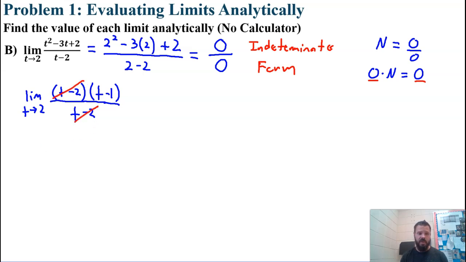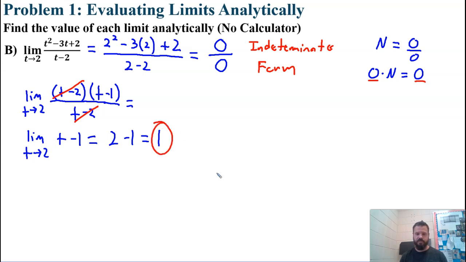Those will go away. So this is really equal to just the limit as t goes towards 2 of t minus 1. Now I've cleared up my denominator issues. Now I can use direct substitution. So I can rewrite this just as 2 minus 1, which is just equal to 1. There's my value of the limit.